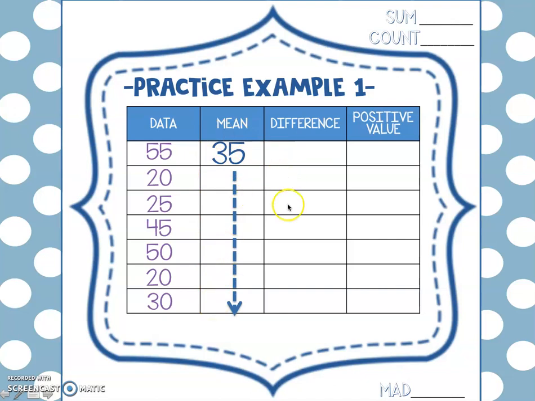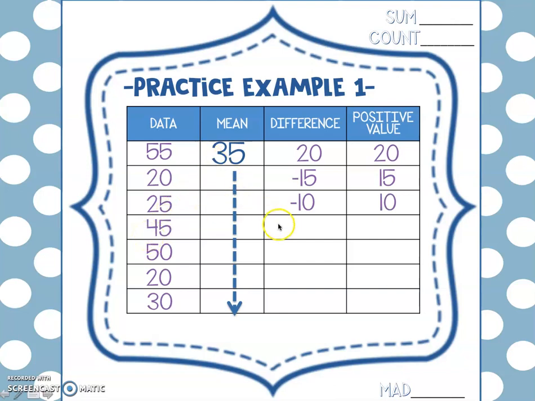Now, in our third column, we talked about differences, and difference means the math operation to subtract. So we're going to just subtract straight across the column. 55 minus 35 is 20. The positive value of 20 is just 20, so we're going to leave it alone and put it over there in that other column. Now we're going to keep working across the table. 20 minus 35 is negative 15. The positive value of negative 15 is positive 15. 25 minus 35 gives us negative 10. The positive value of negative 10 is positive 10.